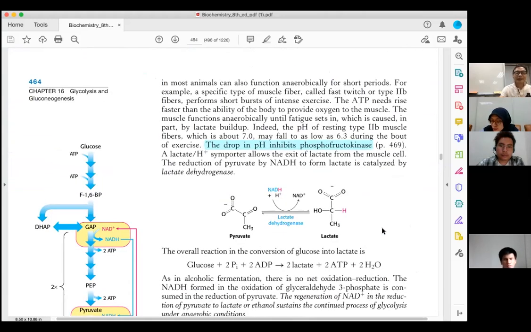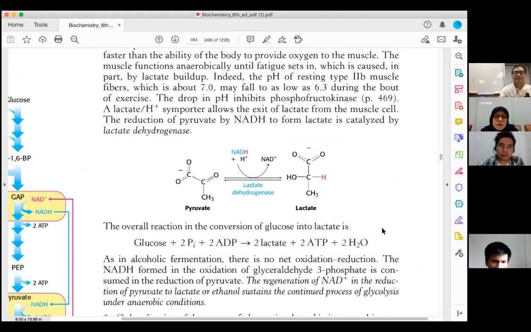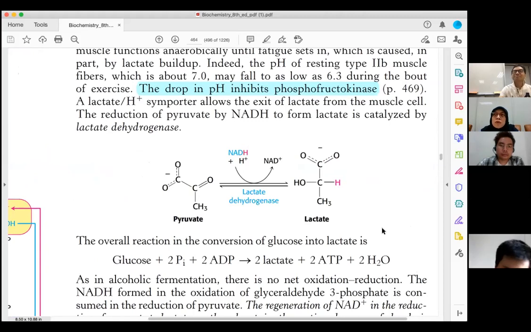The answer is right here. You see that? Look at the screen, and then tell me who is going to accept electron if you don't have oxygen. Pyruvate, yes, that's true. You see NADH right here. It's going to deliver the electron to pyruvate.